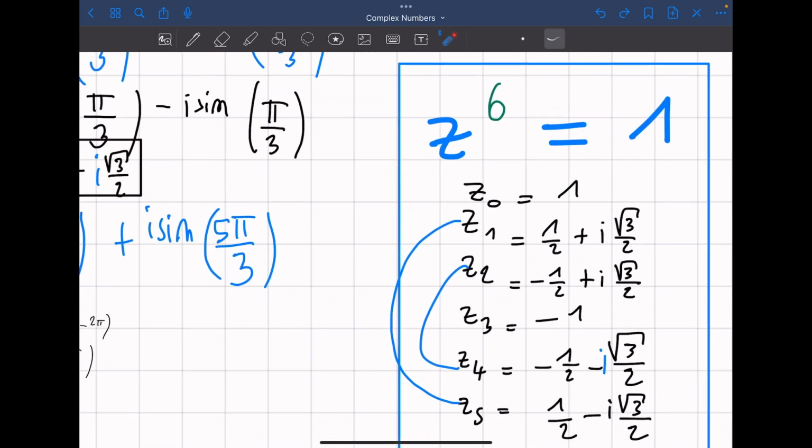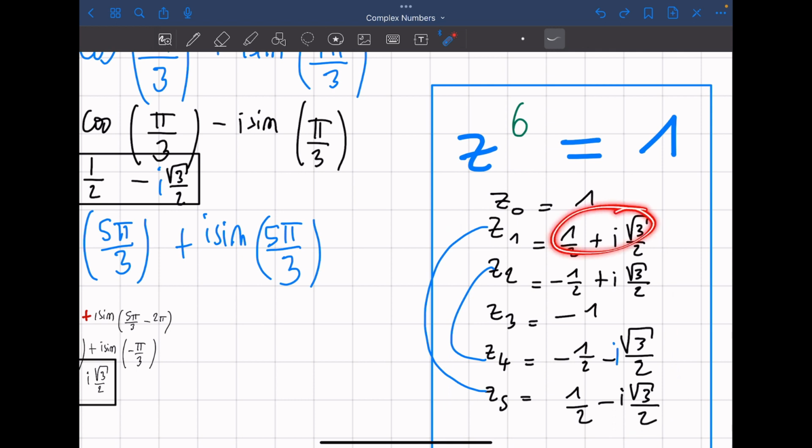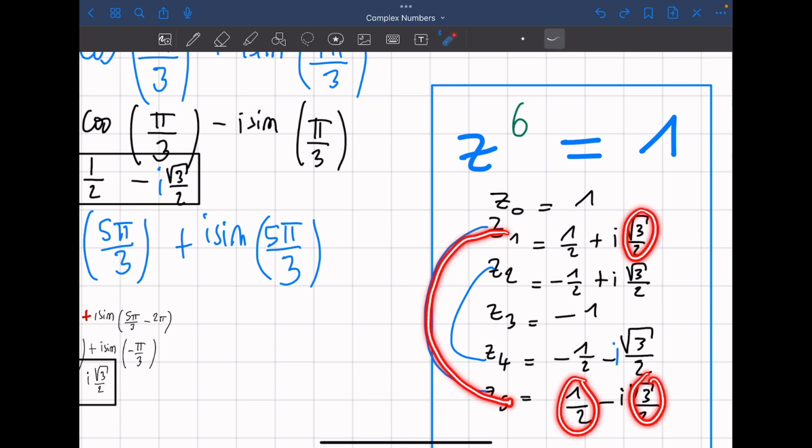Recap for this. We get 6 roots. And we see that the complex roots are conjugated. This is a complex number. This one, this one, this one, and this one are conjugated because the imaginary and the real parts are the same except for the minus before the imaginary part. Here we have plus, here we have minus.